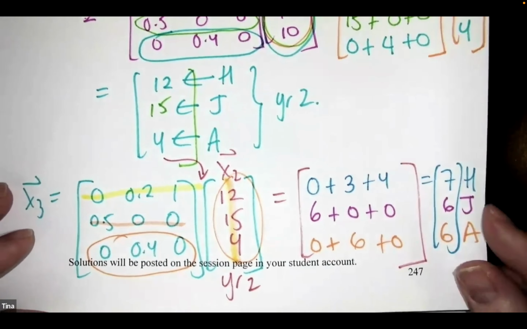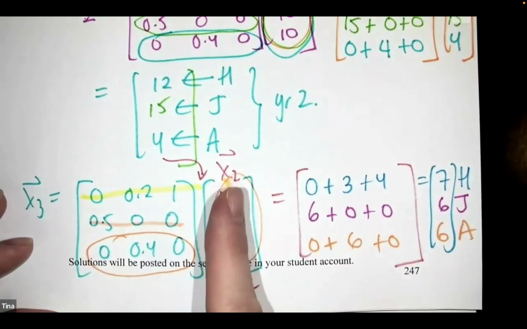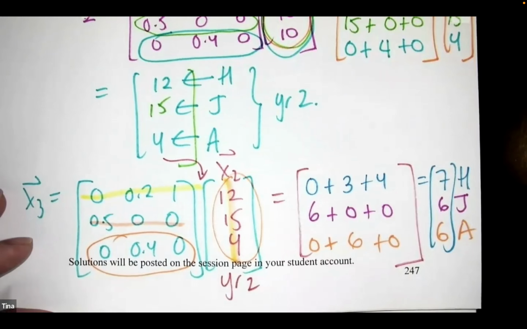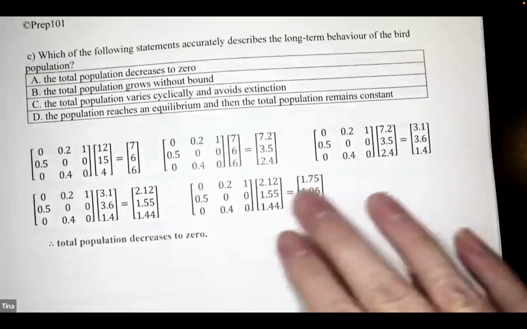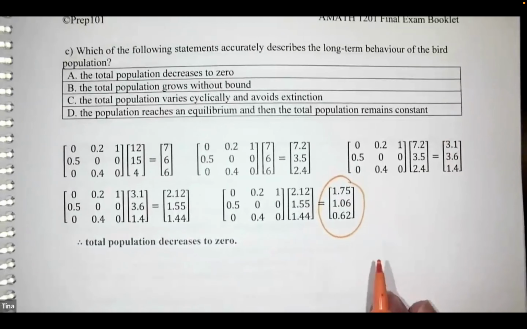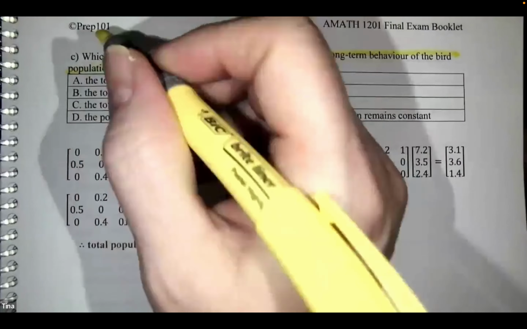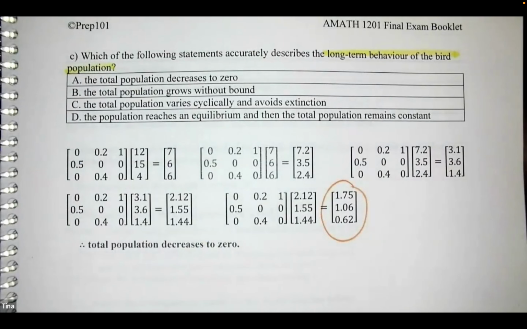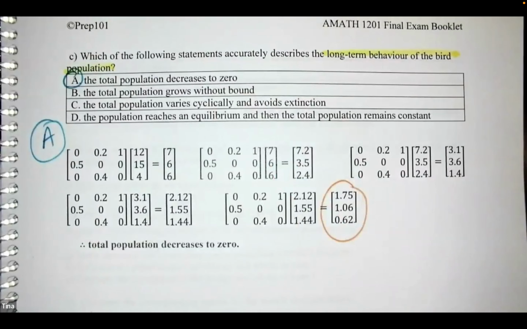Now, if you notice the numbers, they're getting smaller, right? 30, 10, 10, 12, 15, 4, 7, 6, 6. If you keep doing it, look at what's happening, right? The numbers are getting smaller and smaller and smaller. So what accurately describes the long-term behavior of this bird population? The total population is decreasing to nothing, right? So decreasing to 0.